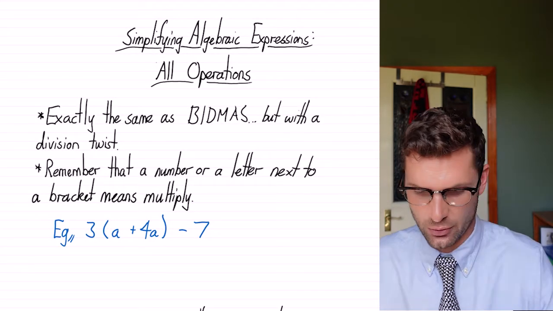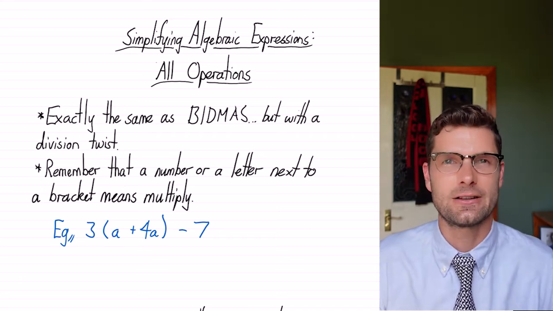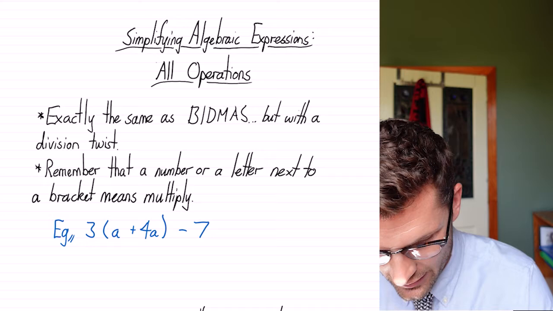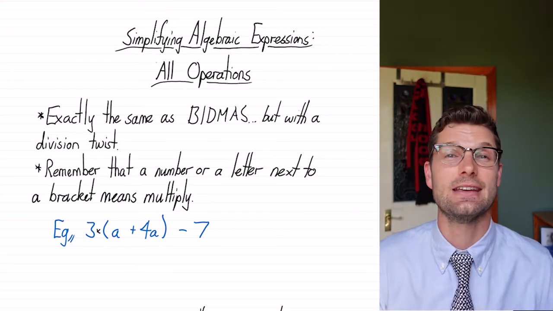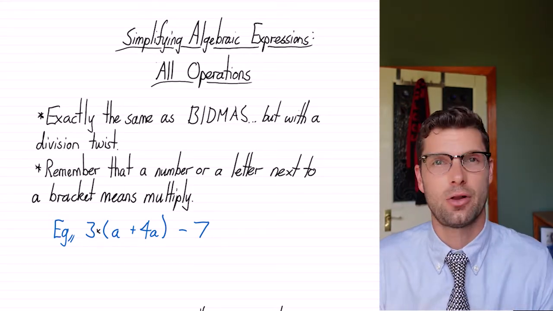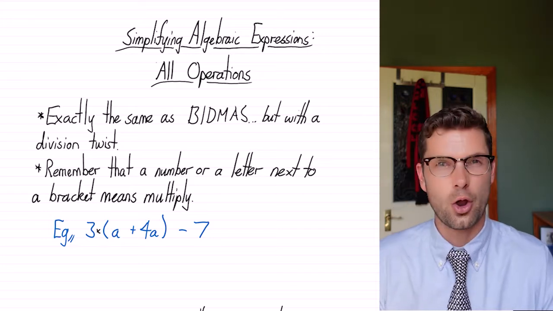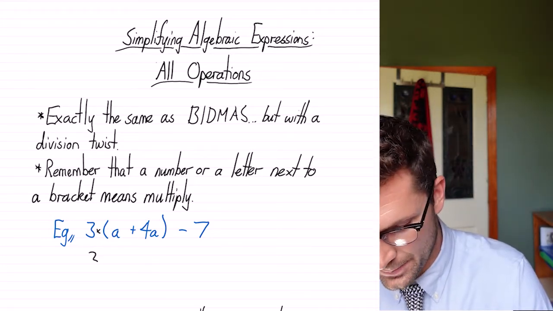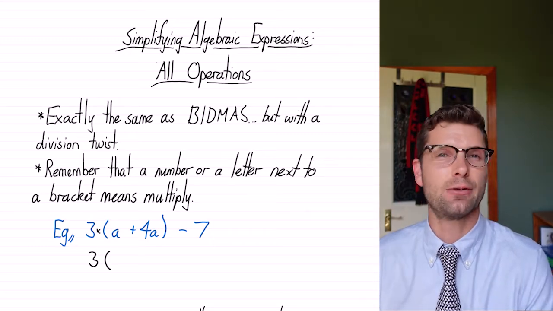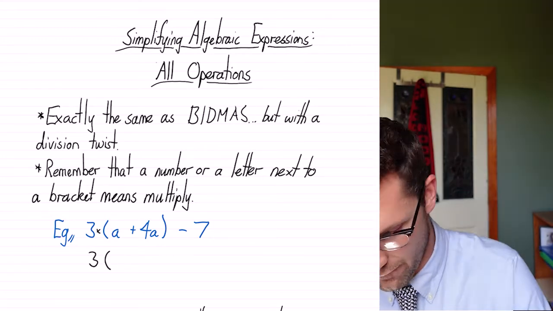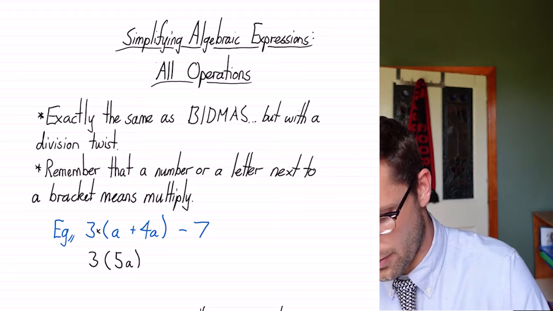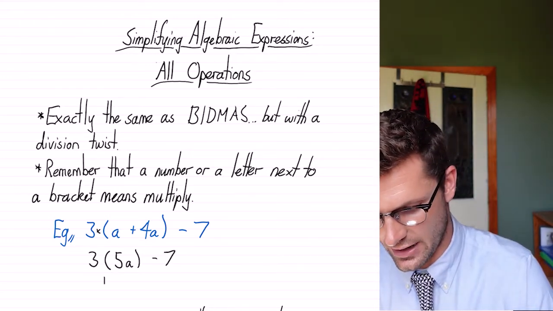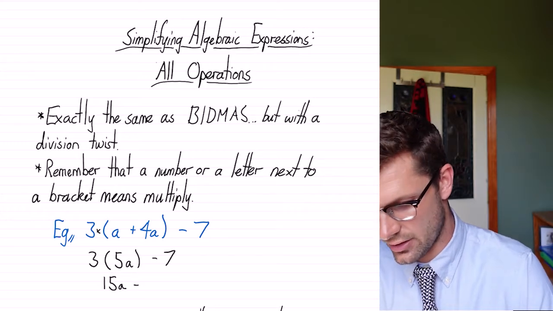So in this first example here, we've got 3a plus 4a in brackets minus 7. We have to assume that there's a little multiplication in here. So the 3 is going to multiply what's in the brackets. We always do what's in the brackets first. So for this example, a plus 4a are like terms, so we've got 5a minus 7. 3 times 5a is equal to 15a minus 7.